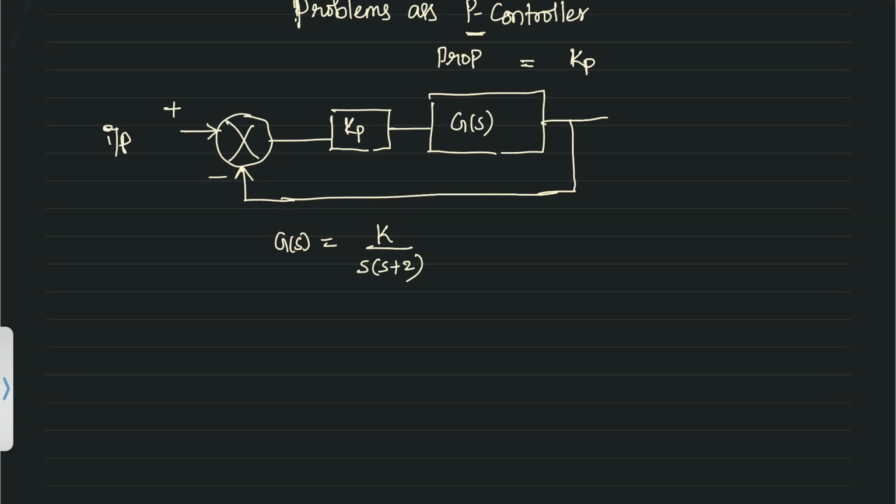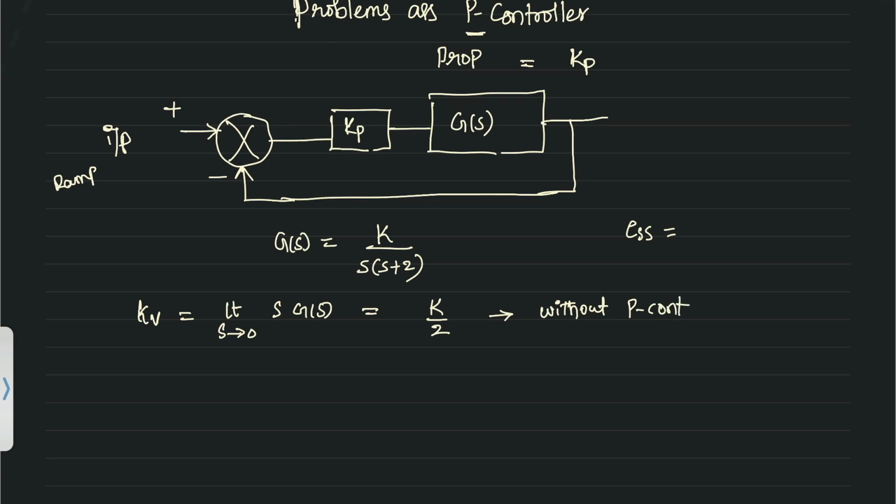If I want to calculate the steady state error, suppose the input is a ramp input. So I will calculate the velocity error constant. Kv equals limit s tends to 0, s into G of s, so it will be K by 2. This I assume without the P controller. So the steady state error equals 1 by Kv, which equals 2 by K.